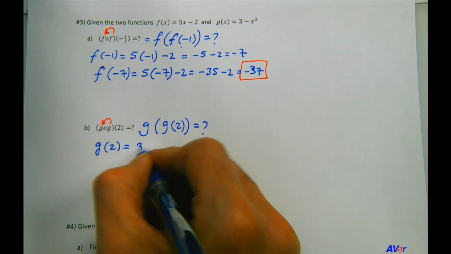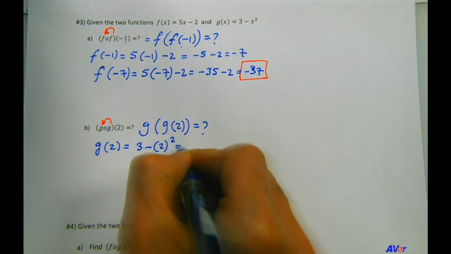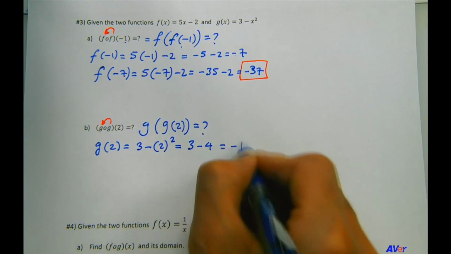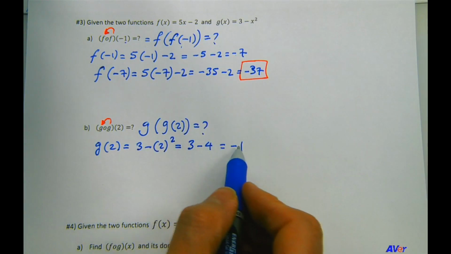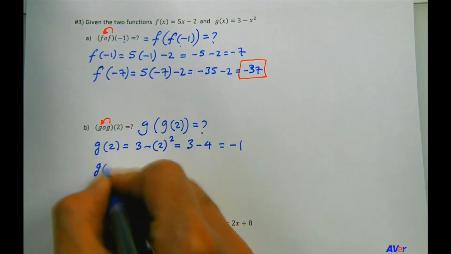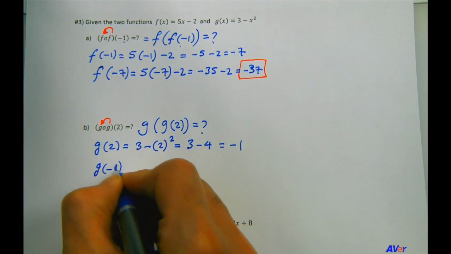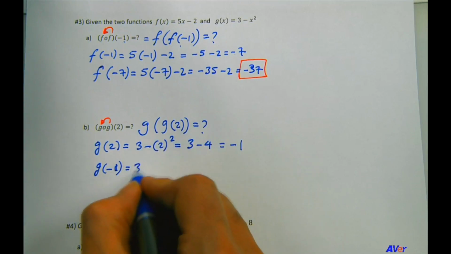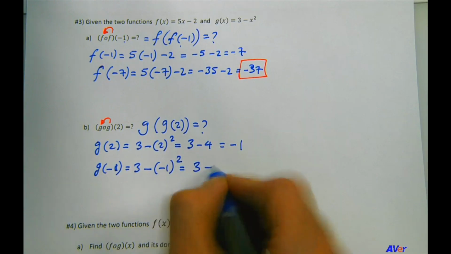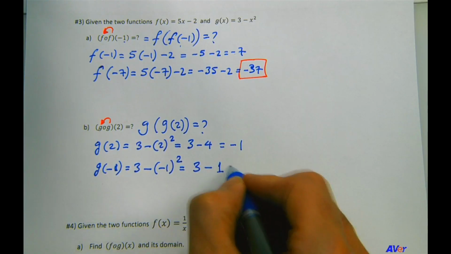G at 2 would be this function at 2. 3 minus 2 squared. 3 minus 4, right? -1. So now we put this -1 back into g again. So g at -1 is equal to 3 minus -1 squared. So we have 3 minus +1. 2.